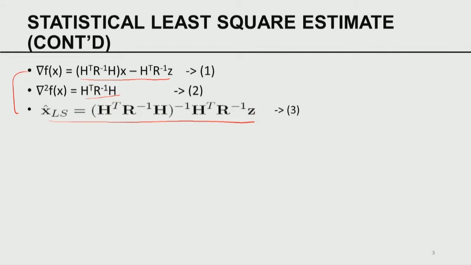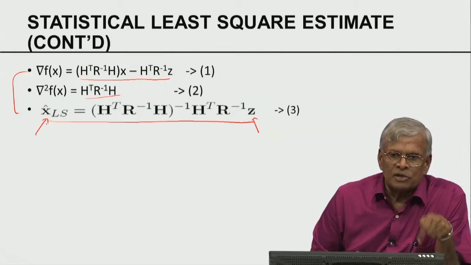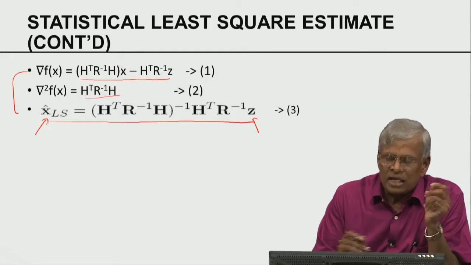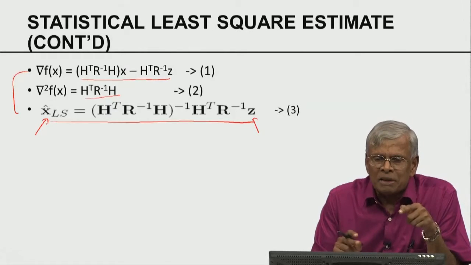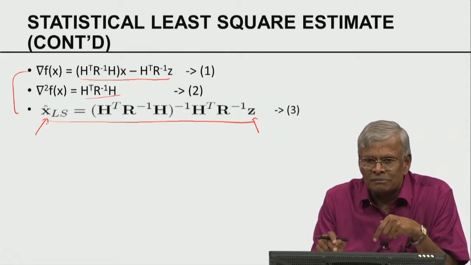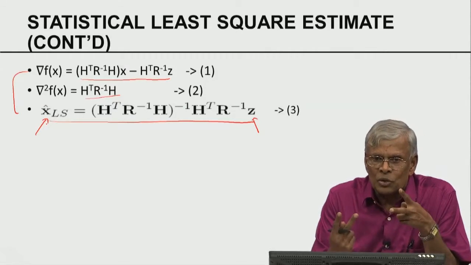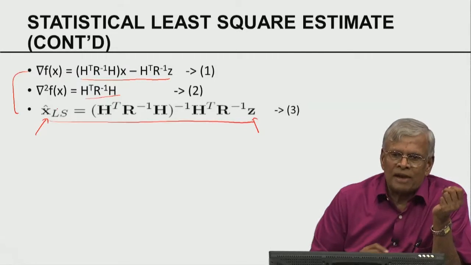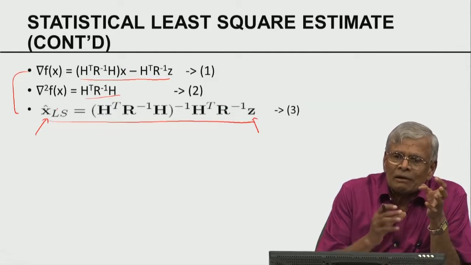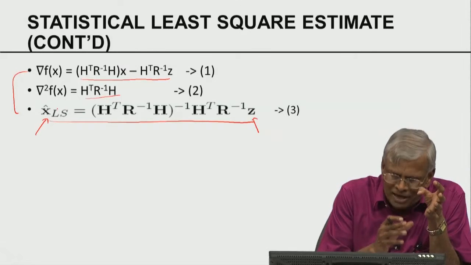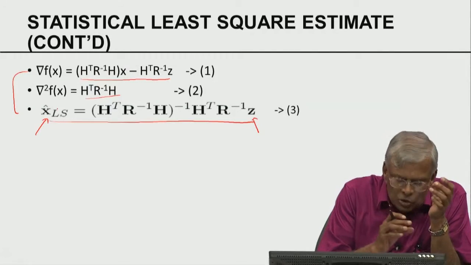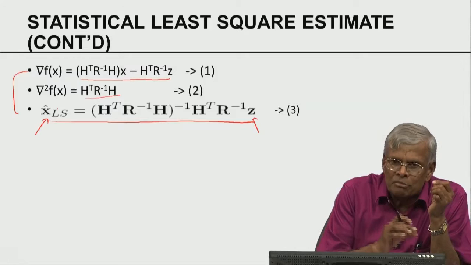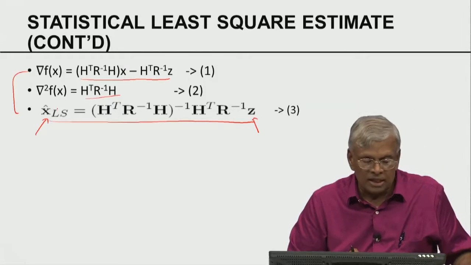If I assume z to be deterministic, x hat LS, the least square estimate, will also be deterministic. But in our case, z is random. Z is random because x is random and v is random. Z inherits randomness from two sources, and the two sources are uncorrelated. Therefore, x hat LS is random. So this estimate is a random vector. It has its own underlying sampling distribution. The estimate has a distribution.